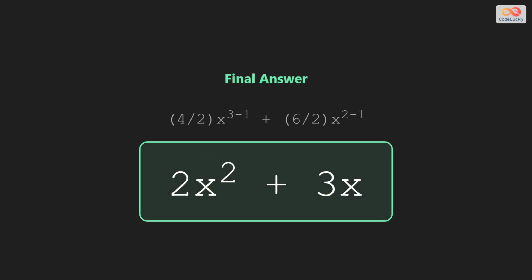Now we simplify each part. 4 divided by 2 is 2. X cubed divided by x to the first power is x squared, because 3 minus 1 is 2. For the second part, 6 divided by 2 is 3, and x squared divided by x is just x. So our final answer is 2x squared plus 3x.